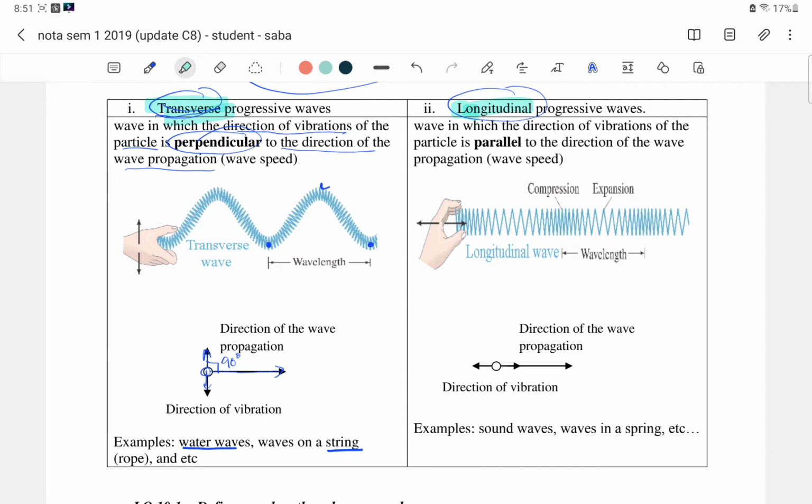One more, we have longitudinal wave. Longitudinal wave is when the direction of vibration of particle is parallel to the direction of the wave propagation. So we move our particle to the right and to the left, and the direction of propagation of wave is to the right. So what we see here is that it is parallel. Direction of vibration of particle and direction of the wave propagation are parallel to each other.